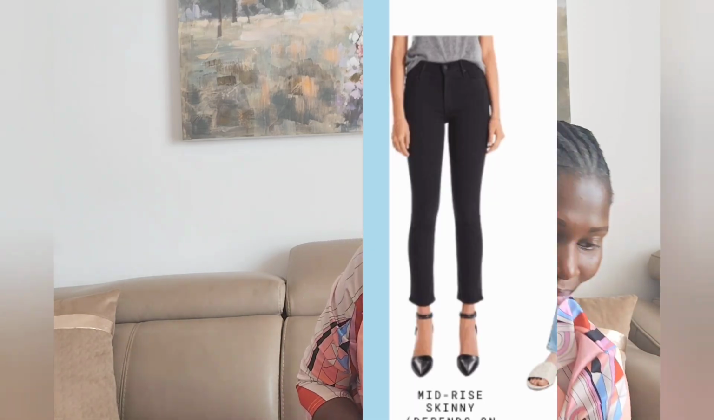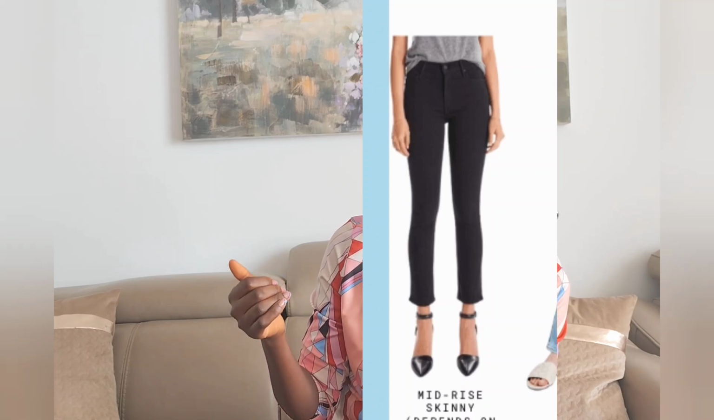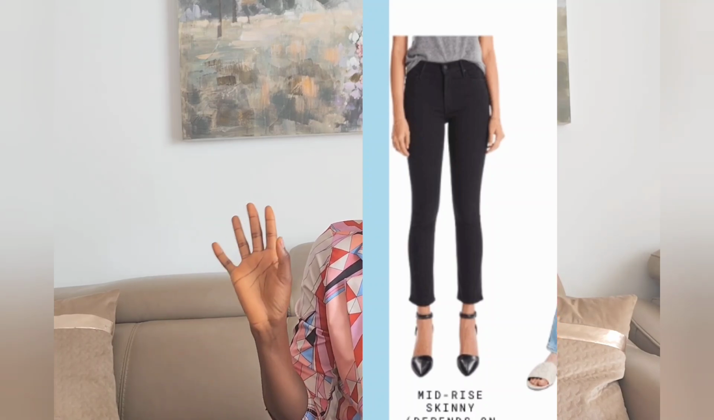And now we are going to be talking about pants which an apple body shape needs to avoid. And the first one we have are low-rise pants. Low-rise pants can sit below the waist, drawing attention to the midsection and creating a less flattering silhouette.